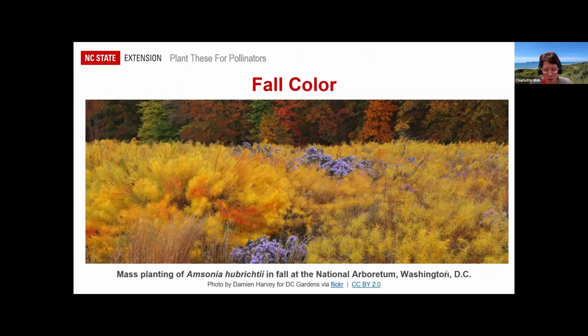And Amsonia is one of the few perennials that has really nice fall color and is actually known and sometimes grown for its fall color as much as for its flowers. This is a mass planting of Amsonia hubrichtii at the National Arboretum, which is up in Washington, D.C. There's a little bit of aster poking through as well. Those are the purple flowers. But it very reliably turns these golden yellow colors that sometimes have some of these rusty highlights. And that's true for both the Amsonia tabernaemontana and this Amsonia hubrichtii. So that's another time of the year where it really looks spectacular.